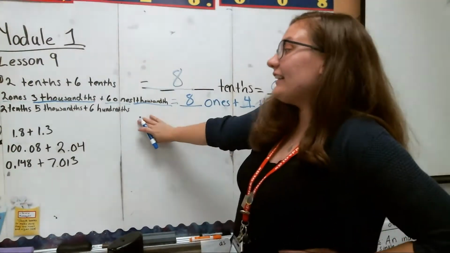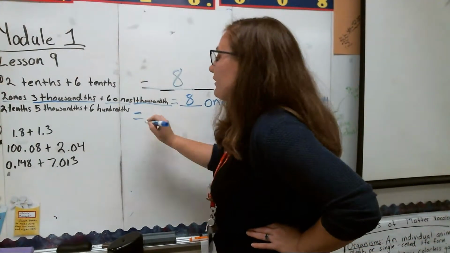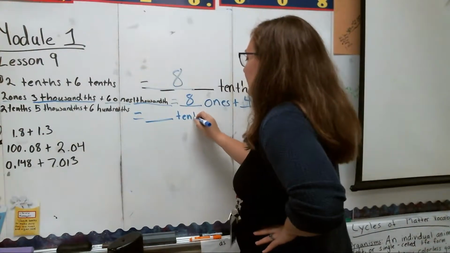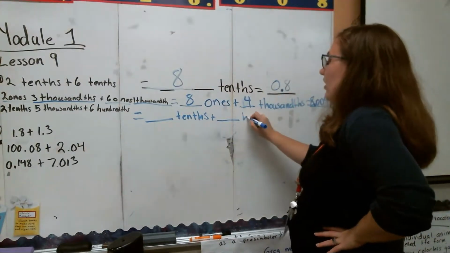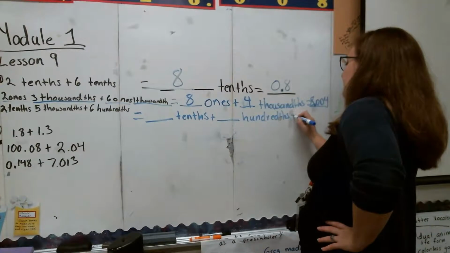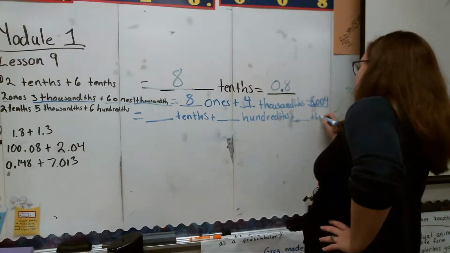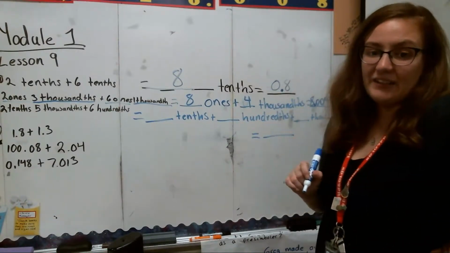Now for our very last problem, this one is asking us to do a couple of different units now. So we're going to have to figure out tenths, and then we're going to have to figure out hundredths, and we have to figure out thousandths as well. So I'll abbreviate that. And then finally, I'll have to figure out the answer for that.